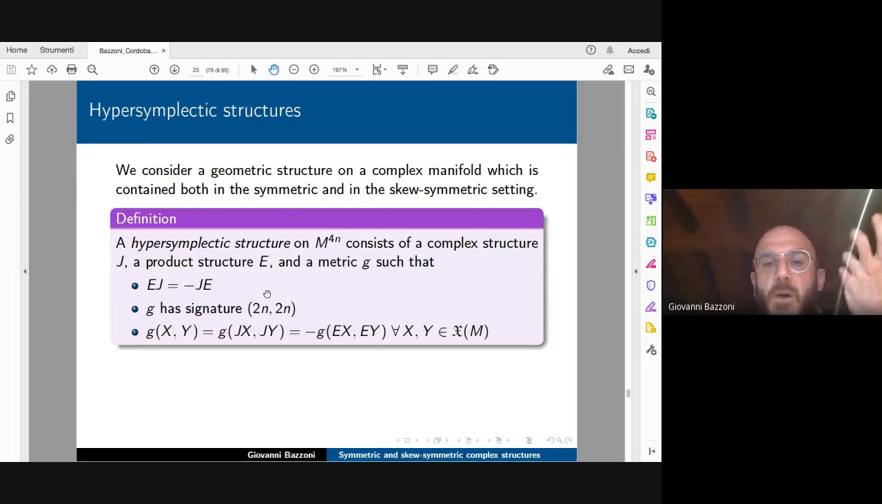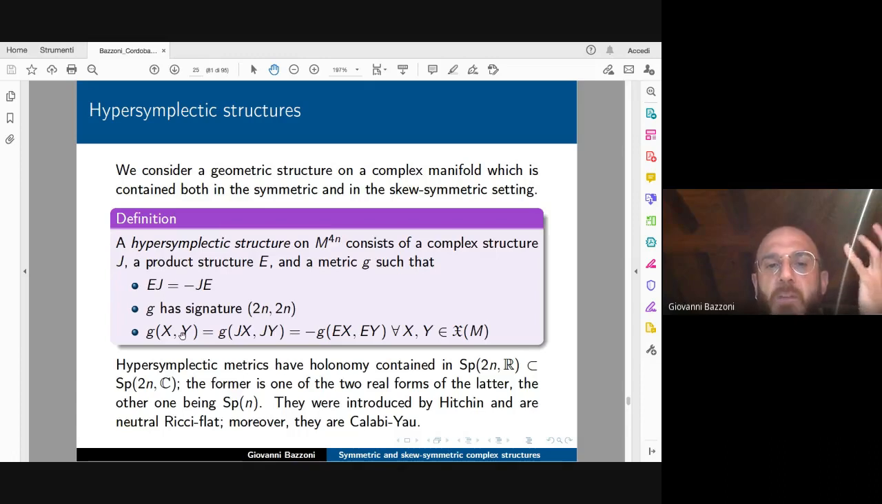And also there is a strong compatibility condition between J, E, and g. So g(x, y) is equal to g(Jx, Jy), and is also equal to minus g(Ex, Ey) for every pair of vector fields. Okay, so this is the compatibility between signature, skew-symmetry, and compatibility with the metric.